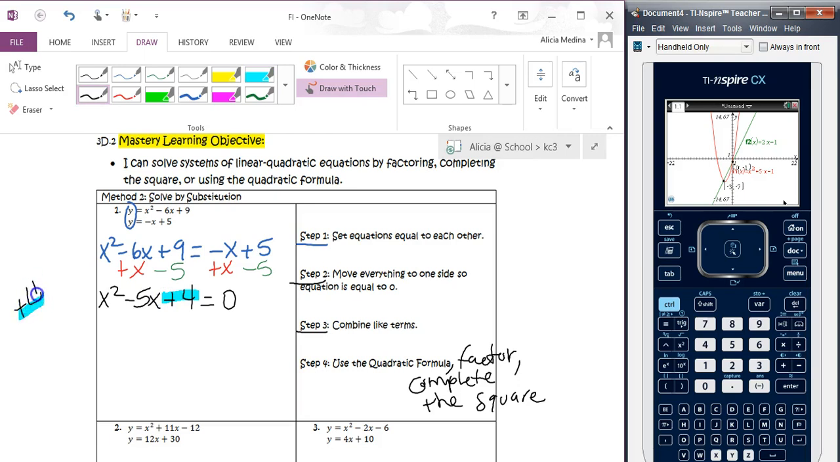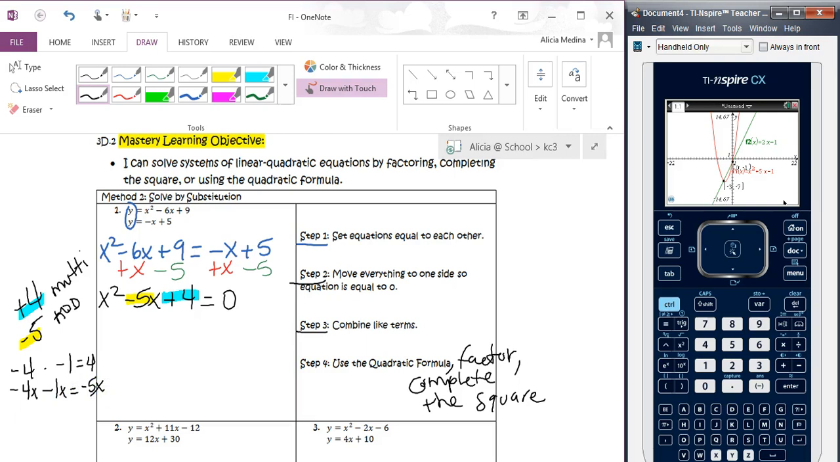Can I think of a number that multiplies to 4 and adds to a negative 5? Well, the same signs, negative 5, means that I would have two negatives. So if I multiply negative 4 times a negative 1, that multiplies to a 4, which is what I need. And if I have negative 4x minus 1x, that would be my negative 5x.